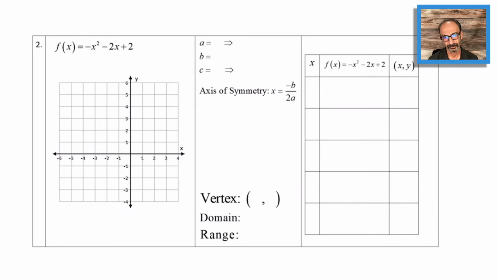Number 2. A is negative 1, the leading coefficient. So the graph is going to open down.